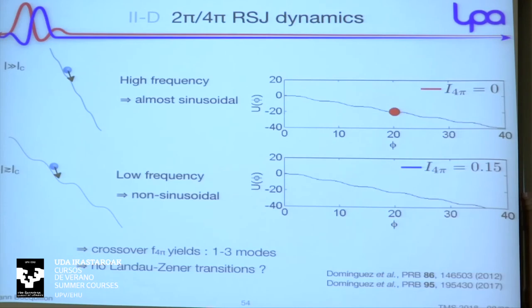And the other thing that this tells you is that the 4-pi periodicity tends to appear at low frequencies. You would expect completely the opposite for Landau-Zener transitions, where you would expect the frequency to enhance the Landau-Zener transition. The faster you drive, the higher the Landau-Zener probability. So this somehow tends to show that Landau-Zener transitions do not play a major role here.